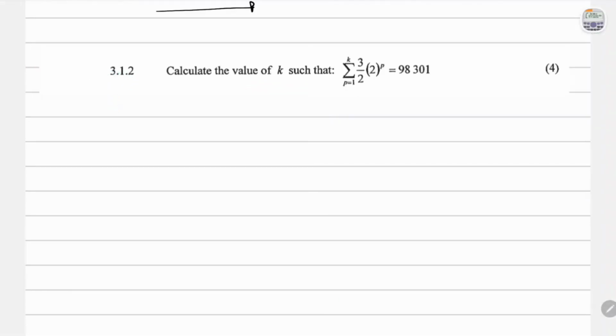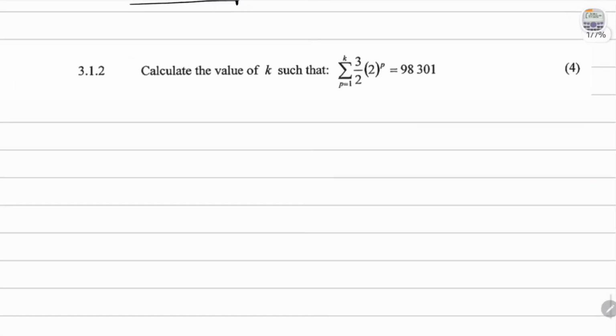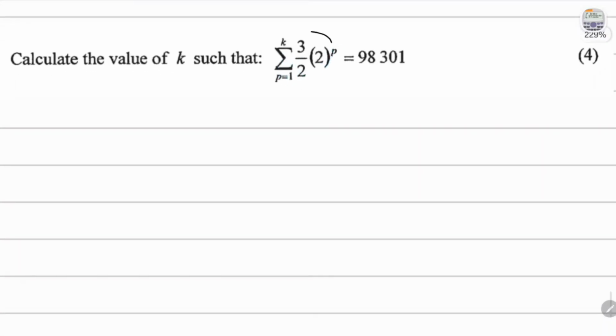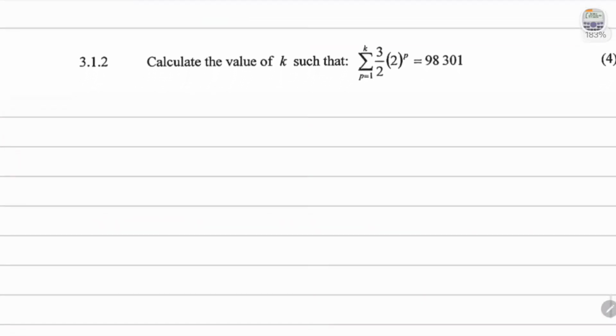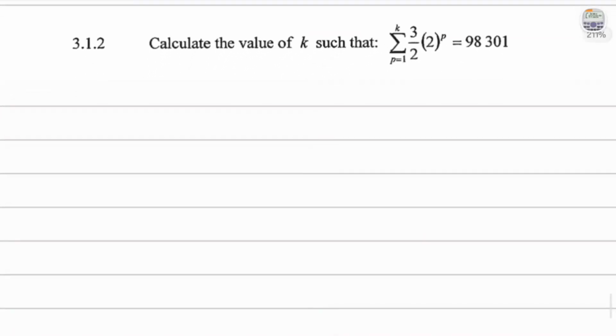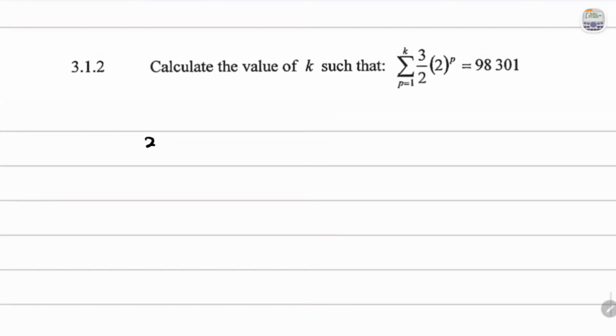Question 3.1.2 says, calculate the value of k such that the sum of this series with this general term, starting from p equals 1, ending at k, is equal to 98,301. Okay, so it's just the sum of a series. We can go ahead and expand it. So you're going to take this 3 over 2, multiply by 2 raised to the power of p, and in place of p, we'll substitute starting at 1 and then 2 and 3. So let's just get the first 3 terms of the series.